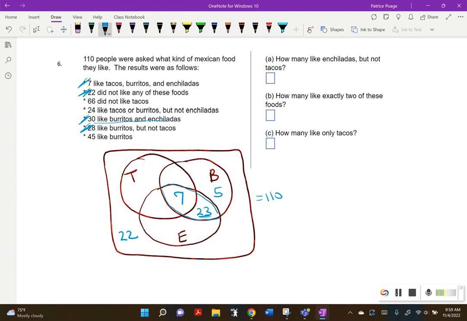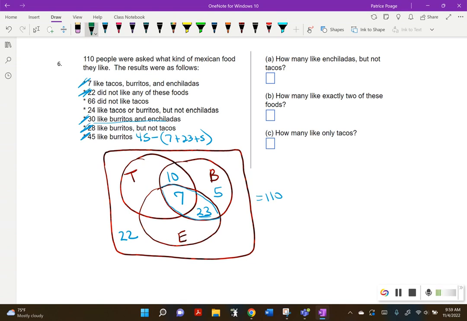45 like burritos. Okay, I can do that one. So 45 minus the 3 numbers that are in there: 7 plus 23 plus 5. And that's going to leave me with 10. Okay, so our first time through the bullets, we got quite a few.